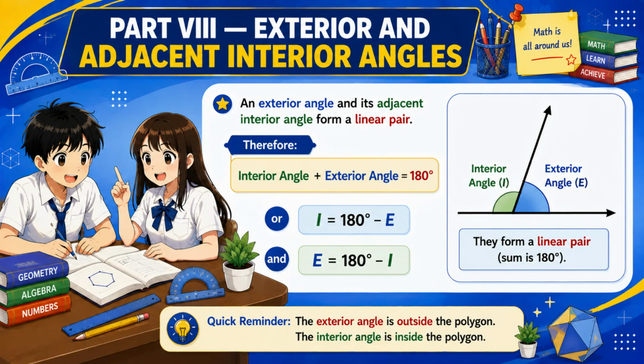The exterior angle and its adjacent interior angle lie on a straight line. A straight angle measures 180 degrees. Therefore, we subtract the exterior angle from 180 to find the interior angle.